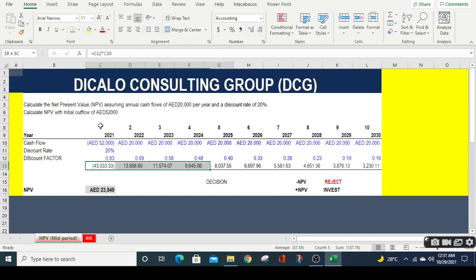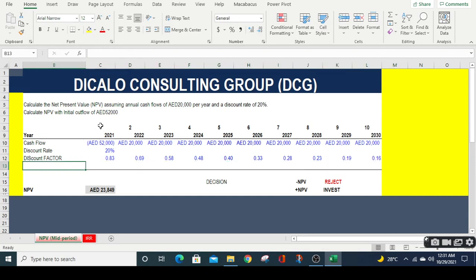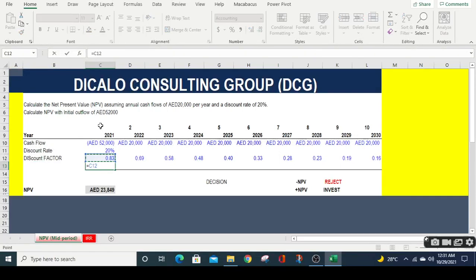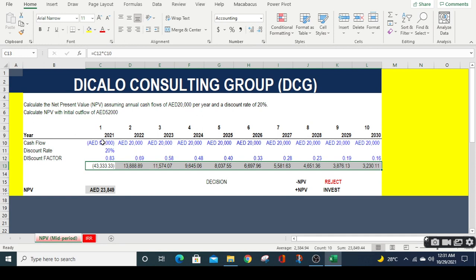Already these present values are computed. And now how do you get it? You simply take the discount factor for each year and multiply by the cash flow. So you see, Control Shift arrow. As a result of this, let us check what will be our net present value.